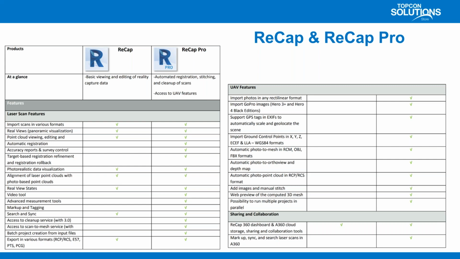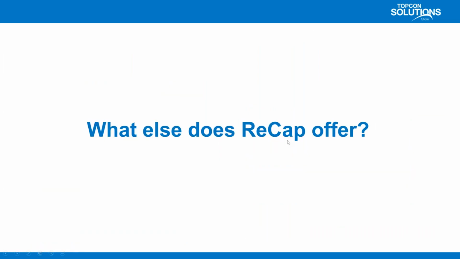Recap Pro is really where it stepped up, and it does come with the AEC collection. You're going to see that automated registration, stitching, and cleanup of scans, and access to the UAV features. Some big things here that I really do like, of course, are the import ground control points. So if you can import those coordinates into that scan, it knows where it is, right?